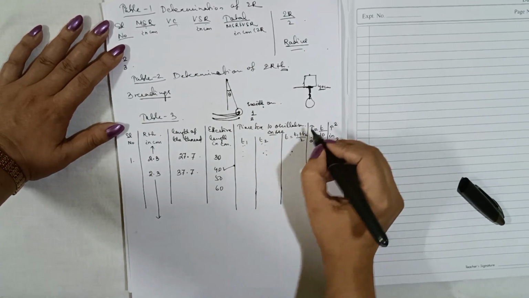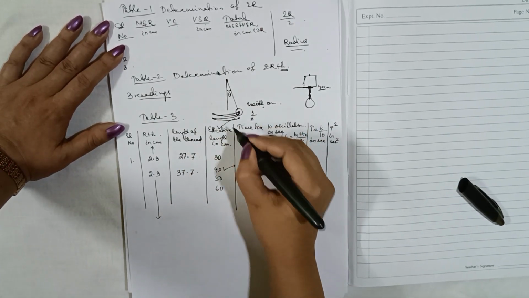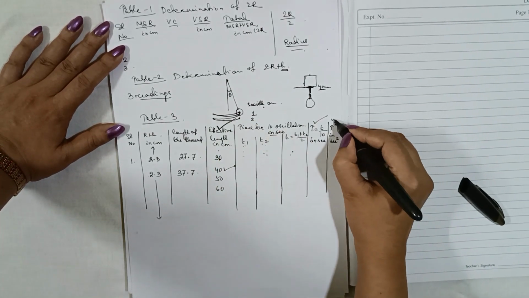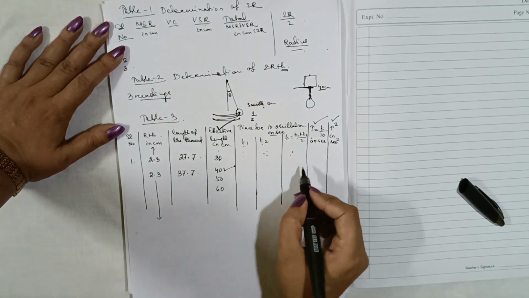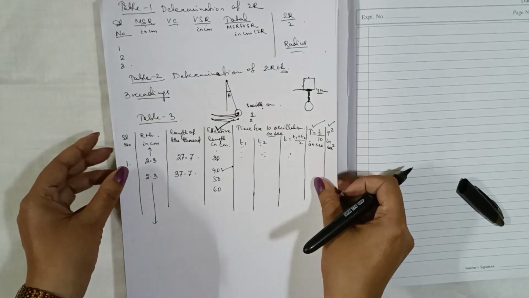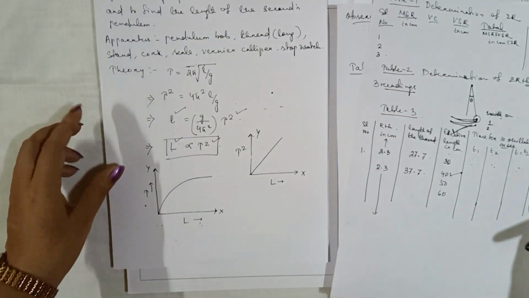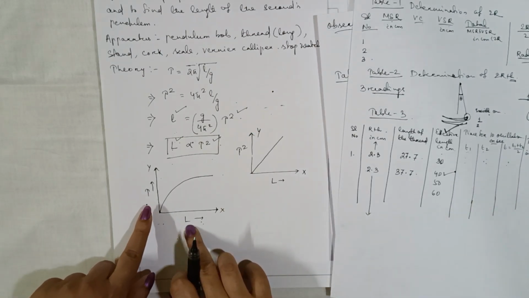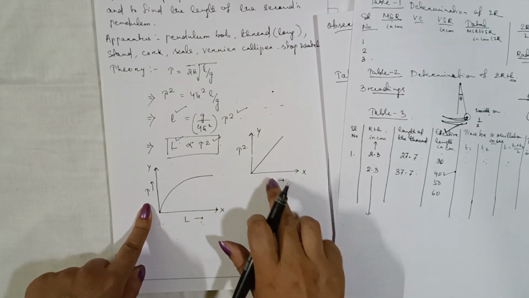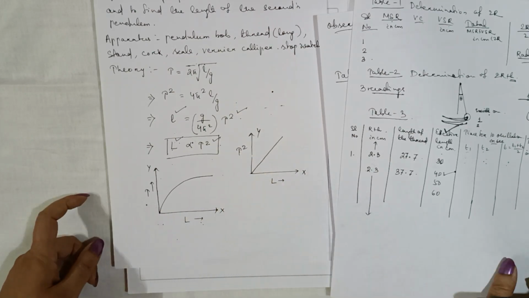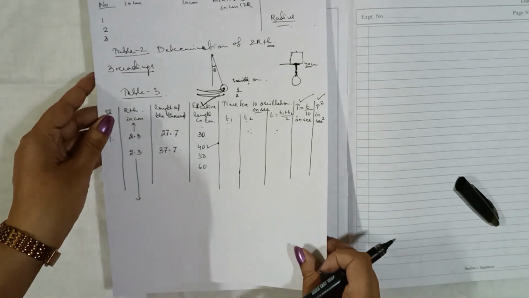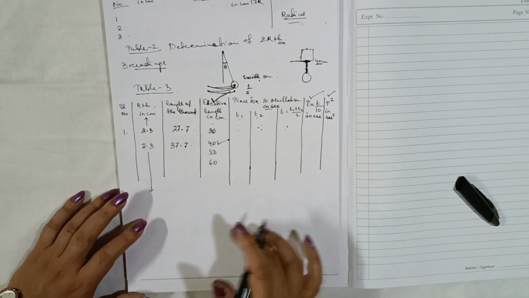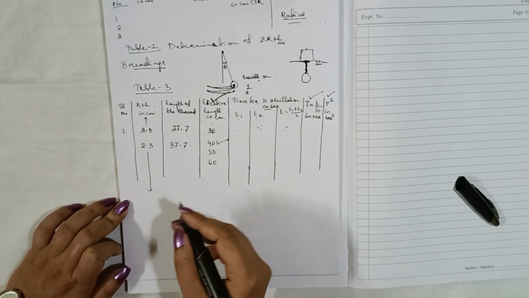Of course, because we need to plot the graph between effective length versus T and effective length versus T square. So these two graphs have to be plotted, and the nature of the curve will come out like this. We know this will be the nature. L versus T will be like this, and L versus T square will be a straight line. So this is how this simple pendulum experiment is done, and after this there is no calculation.